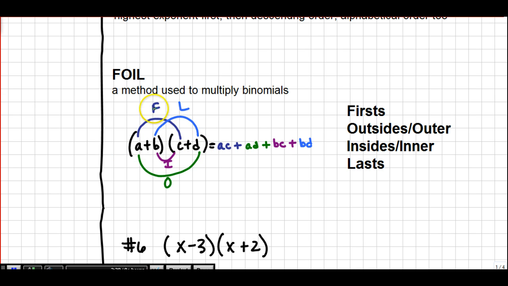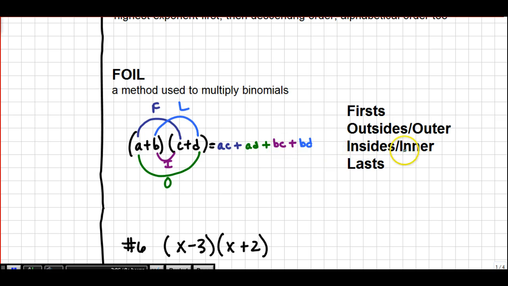When I do the F of FOIL, that stands for firsts, meaning the first term in the first expression times the first term in the second expression. So when I multiply A times C, I can just stick those right next to each other. So AC is the result. When I do the O in FOIL, that represents outsides or outer terms. So the outer terms here are the A and the D. So A times D is AD.